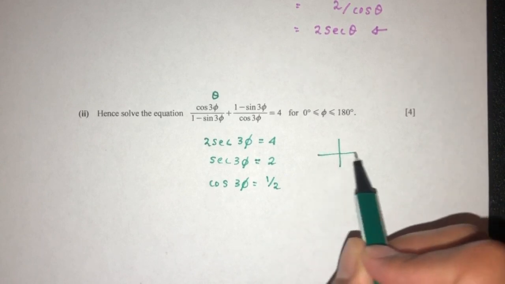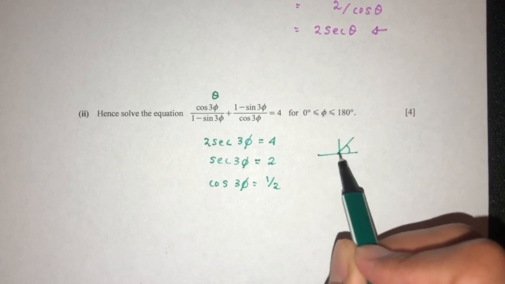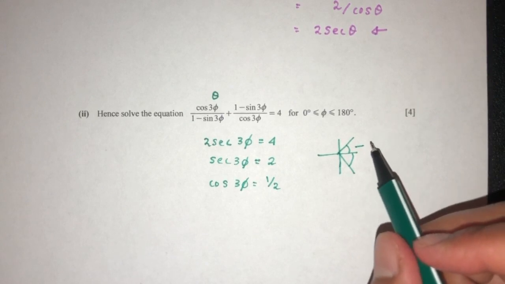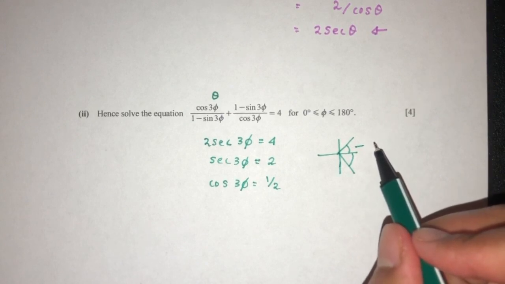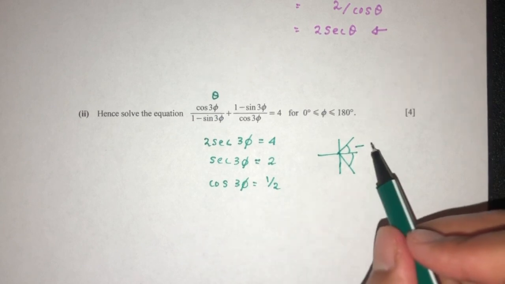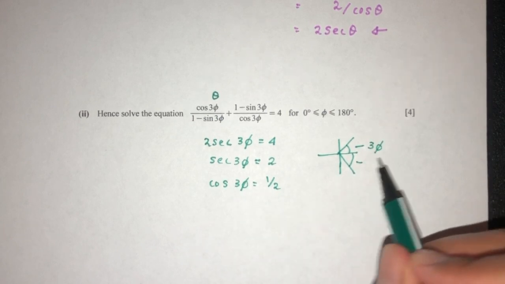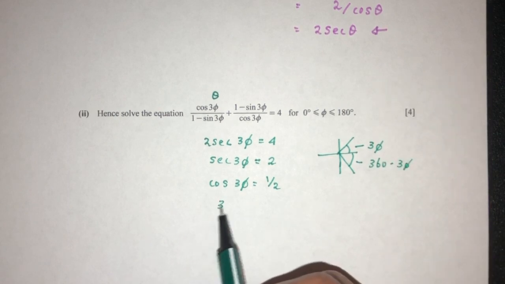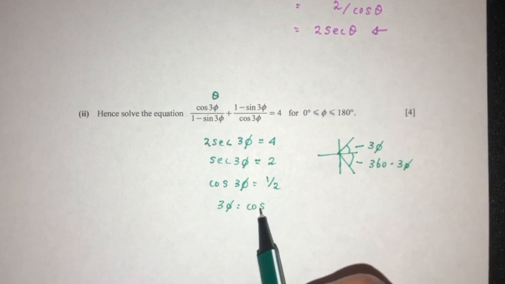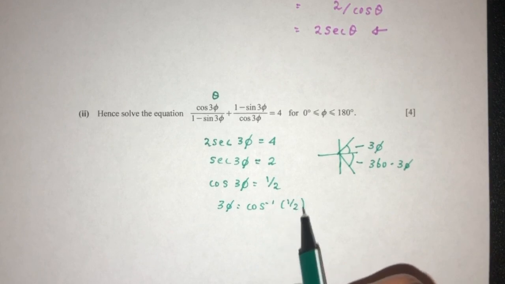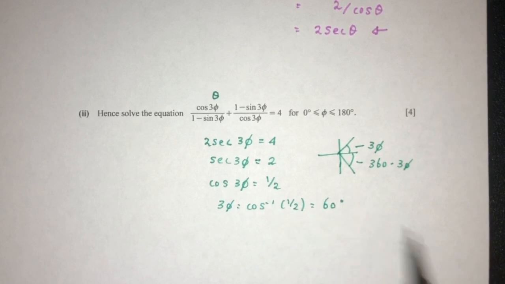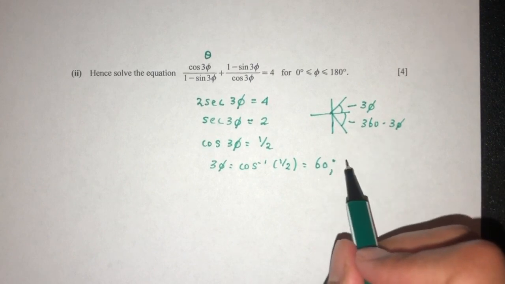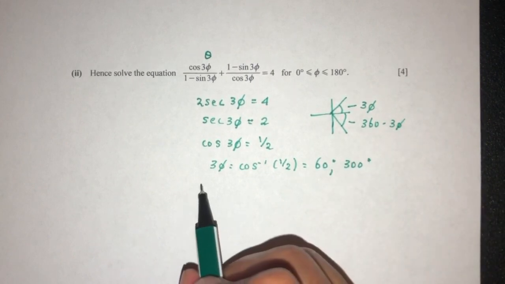Now because cos is positive, it will be in the first quadrant and in the fourth quadrant. This will be simply the value of, as we have seen before, the angle. Here we have 3 theta, and this will be 360 minus 3 theta. So 3 theta will become cos inverse of half, and that will be 60 degrees. Now also, according to this, the other one will be 360 minus 60, which will become 300.